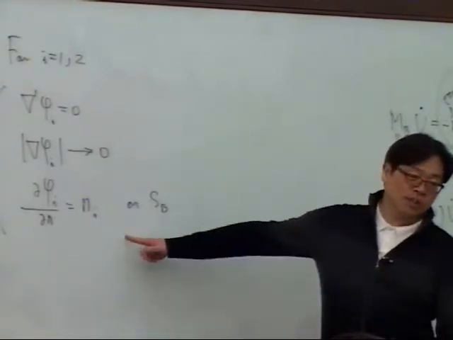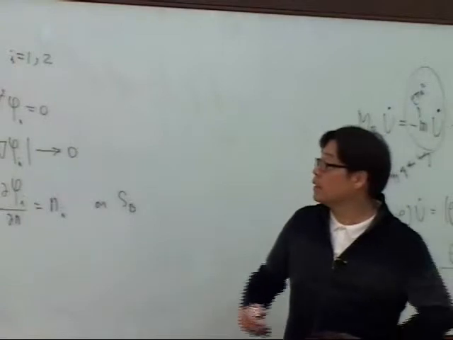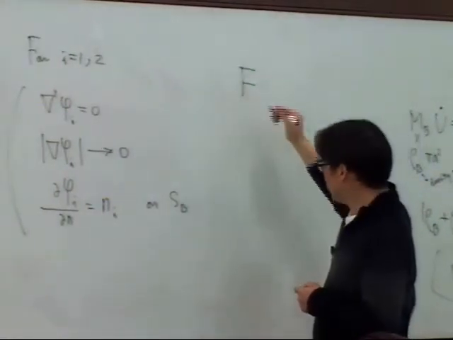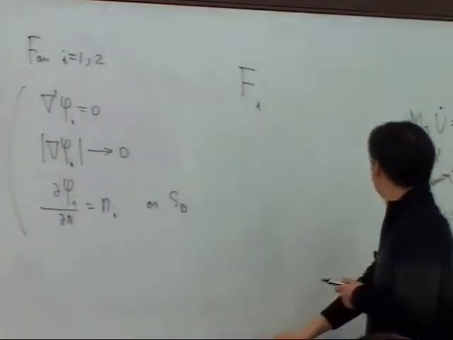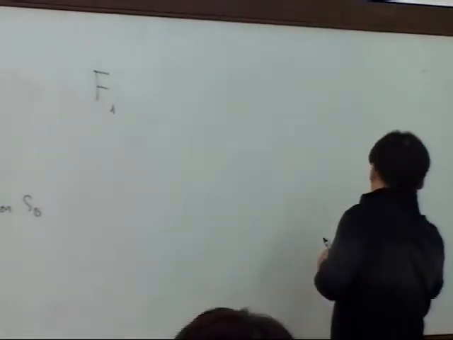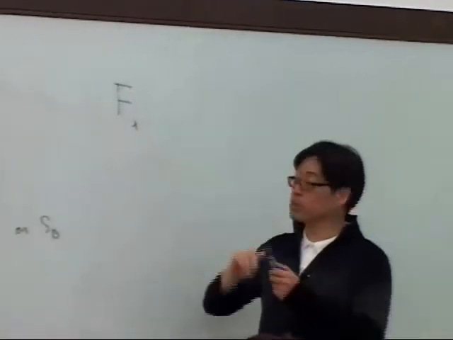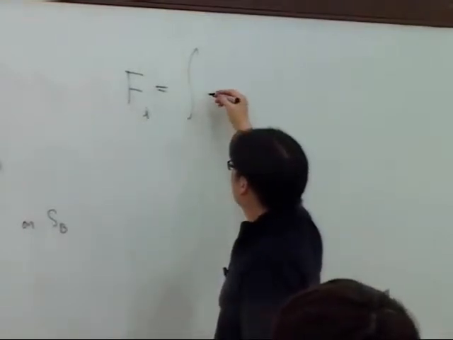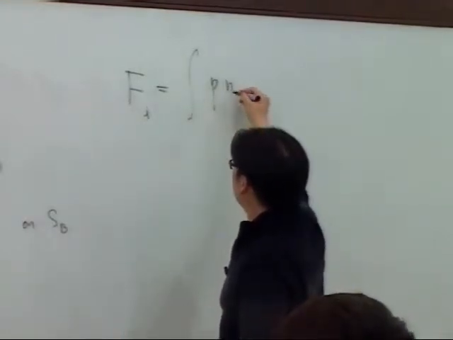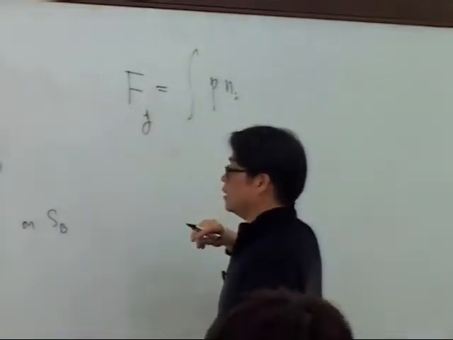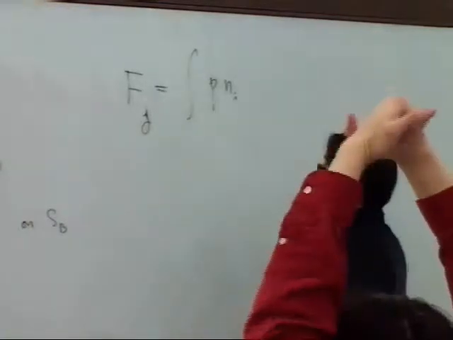Now, once you solve this boundary value problem, numerically or analytically, then you can compute the force. So the ith component of the force is nothing but p n_i, let's call it j. Which way is better?